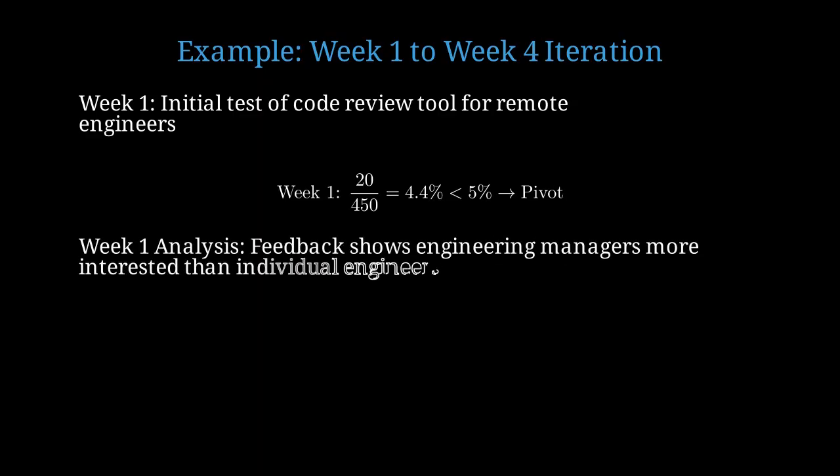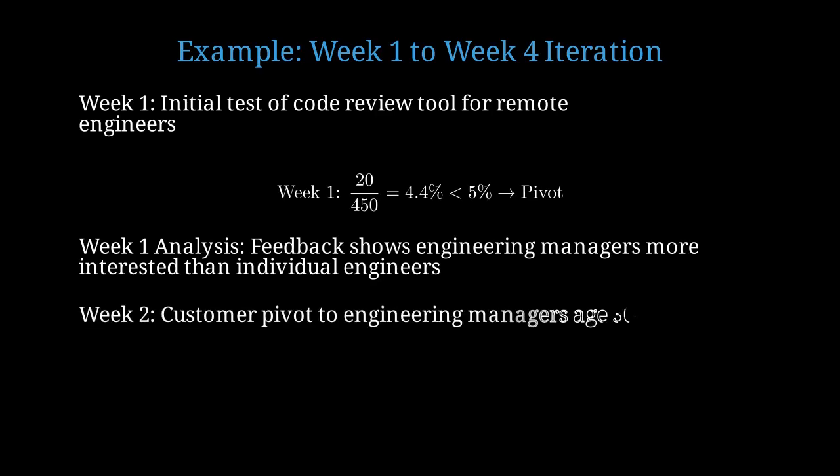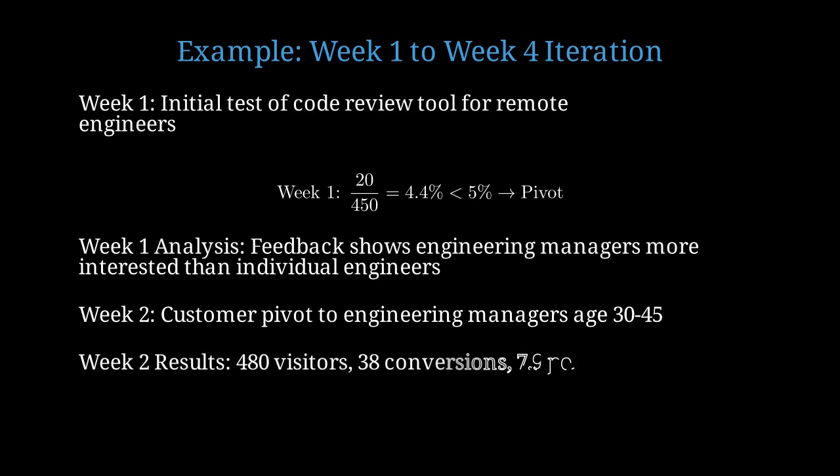AI analysis of exit surveys and chat transcripts reveals engineering managers showed higher engagement than individual contributors. They mentioned wanting to reduce their team's review bottlenecks. Week 2, we execute a customer pivot. New hypothesis. Engineering managers aged 30 to 45 at companies with 10-plus engineers will pay $50 per month for an AI code review tool that reduces team review time by 50%. Week 2 results, 480 visitors, 38 paid waitlist conversions. Conversion rate, 7.9%. This exceeds our threshold.